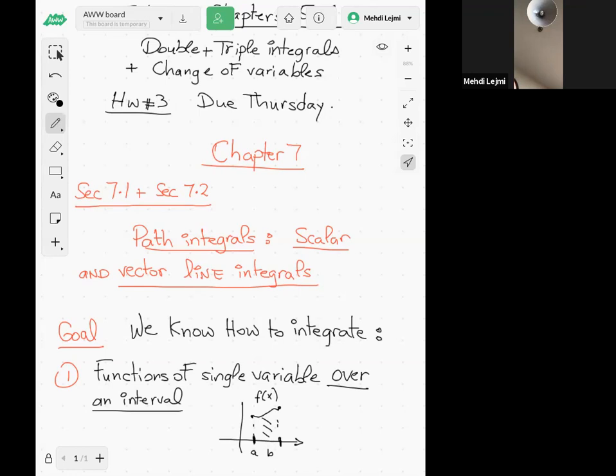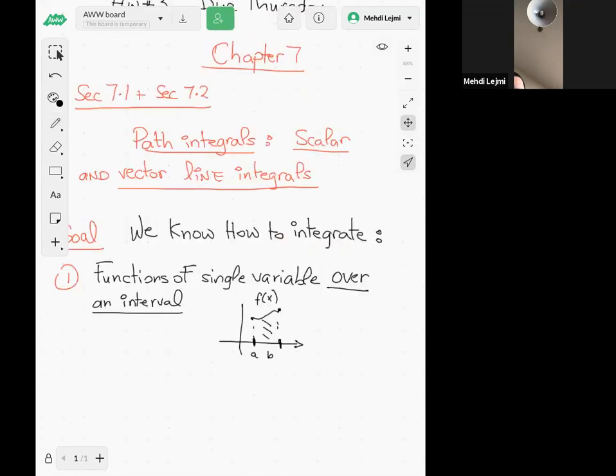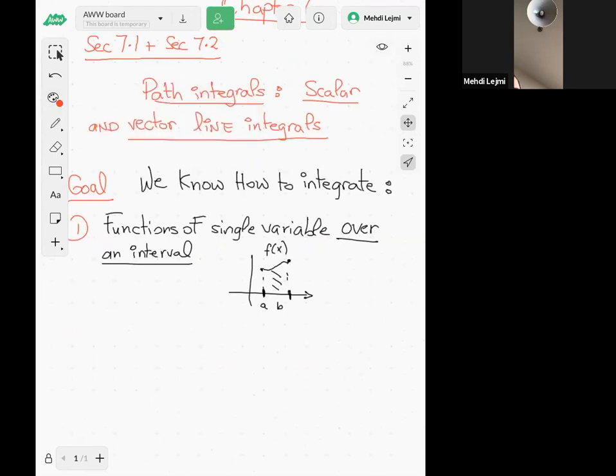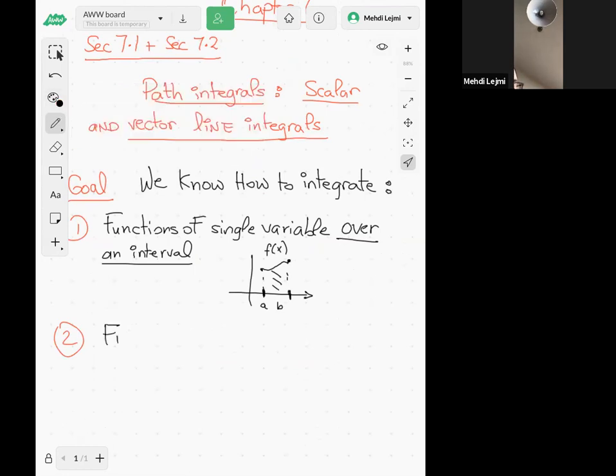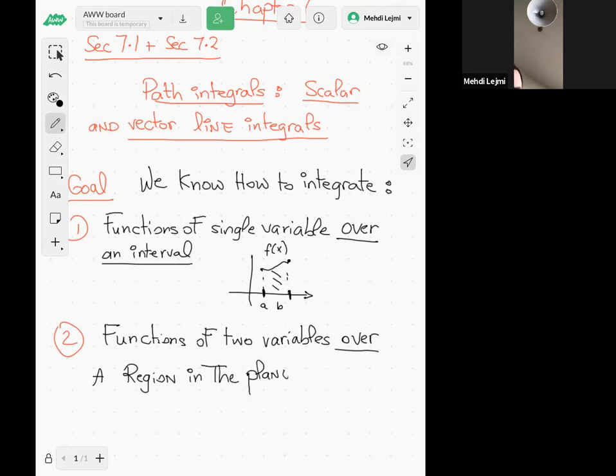Now, we also know how to integrate functions of two variables over a region in the plane.